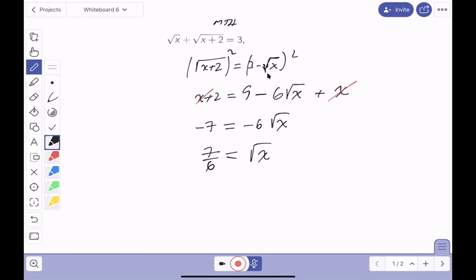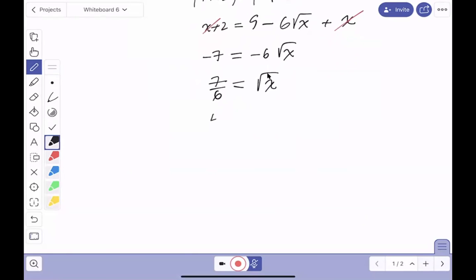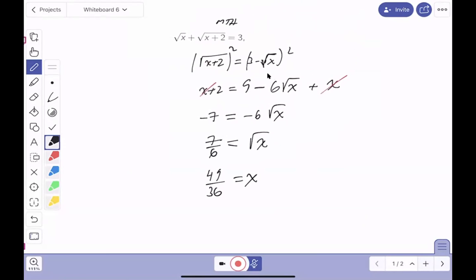I kid you not. Sometimes I think I know what I'm doing, but I don't know what I'm doing. What does this give me? 49 over 36, x. Now, what did your teachers tell you to do in Math 100? They told you to check it.